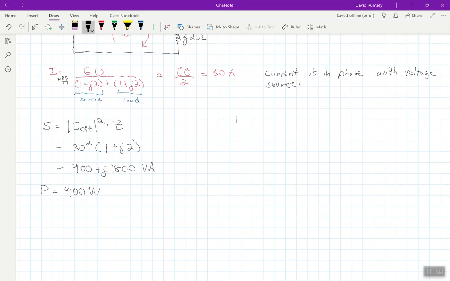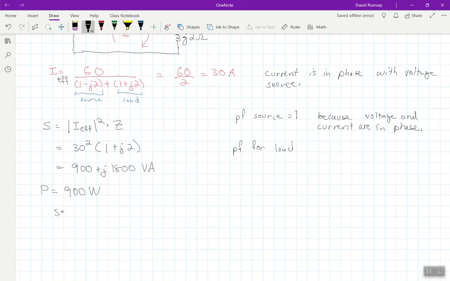So we said power factor for the source is 1, because voltage and current are in phase. That's important to know. If your current and voltage are in phase, your power factor is going to be 1. All right, but now let's look at the power factor for the load.